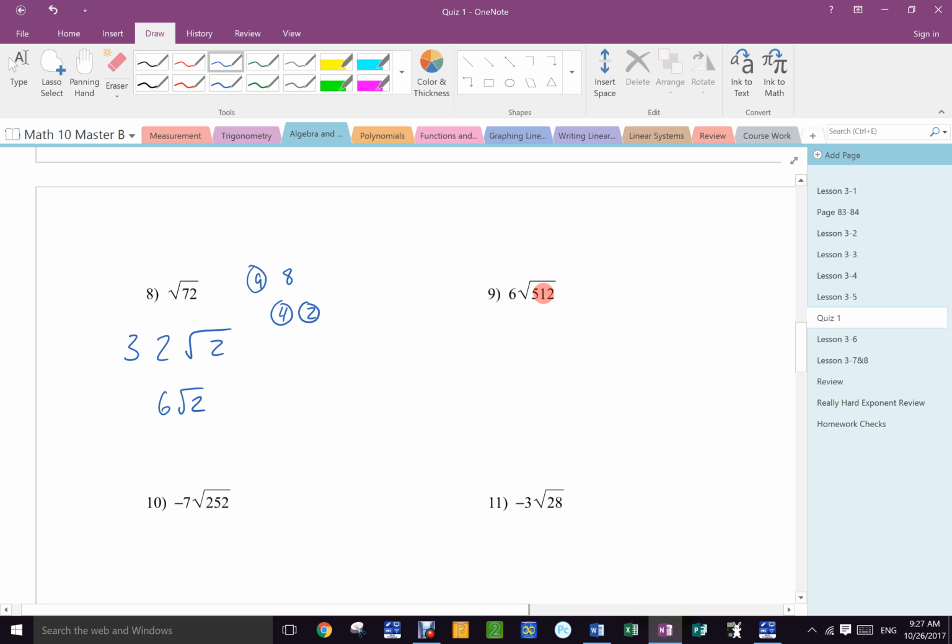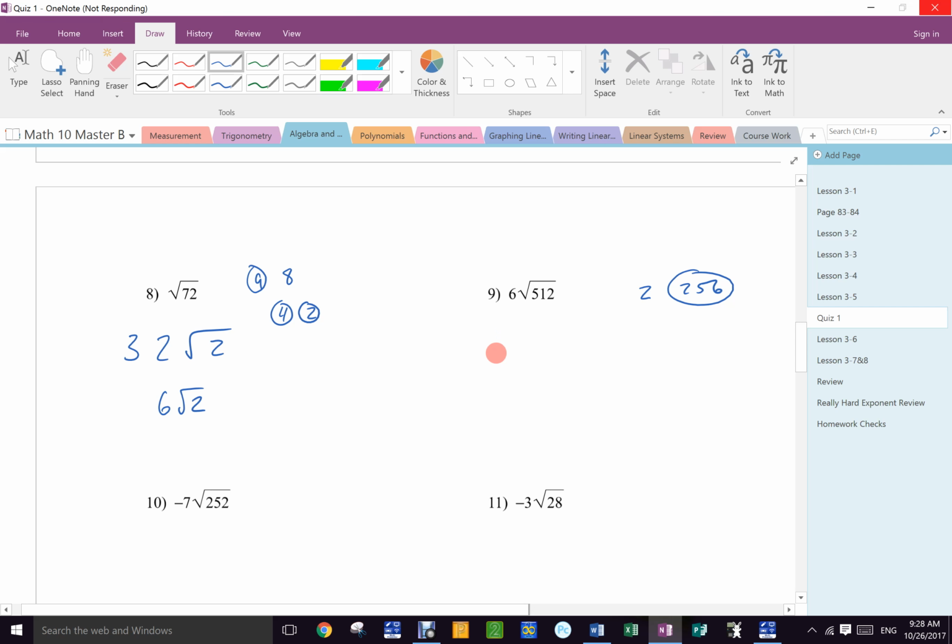Okay, now this one's a mess, right? It's a giant number, and you probably don't know some squares that go into it. So how do you start? By factoring. It ends in 2. So what can I divide it by? 2 and 256. Why can I stop there? Because 256 has a square root if you've memorized your list, right? What is it? 16. Right! It's 16. What's the square root of 256? 16. What did I leave under there?